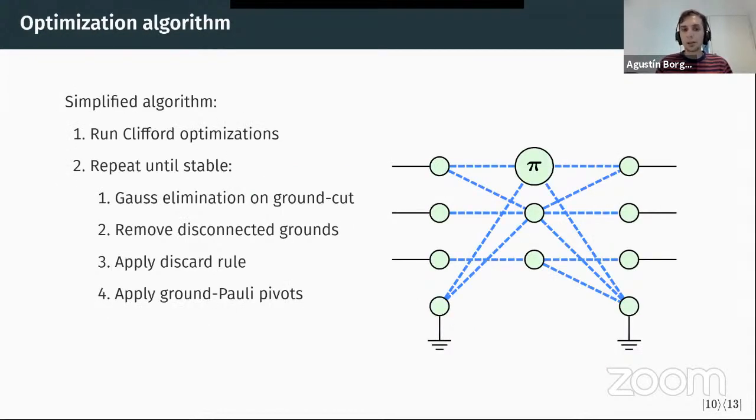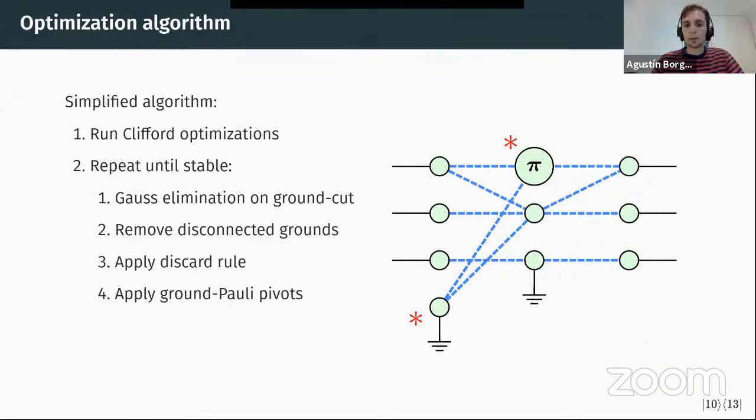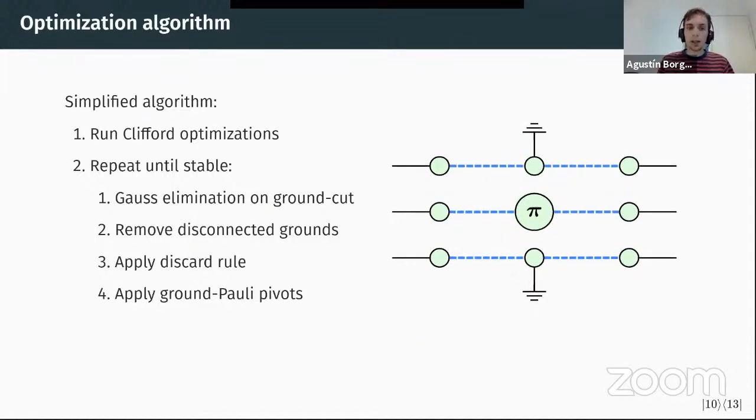So finally, we reach the algorithm where we first apply the original Clifford optimization to delete all the Clifford spiders we can. Then we run the Gauss elimination that will remove some Hadamard wires from the graph. Afterwards, if there are any disconnected grounded spiders, we can just remove them. And for the degree 1 grounded spiders, we just apply the discard rule. Finally, we can find matches for the polyground pivots and also apply that rule. Afterwards, we repeat this algorithm from the Gauss elimination until we cannot find any more matches. Since all the rules delete at least one spider, we know this terminates.